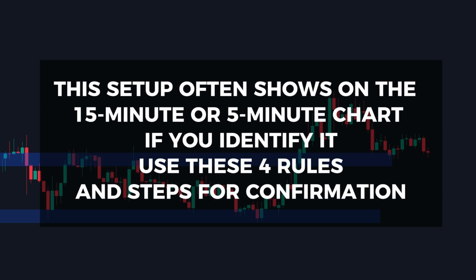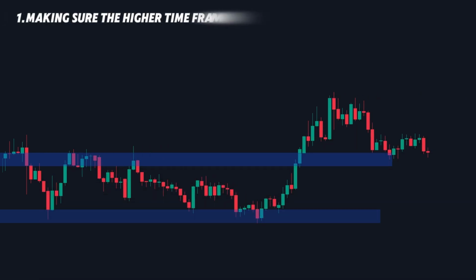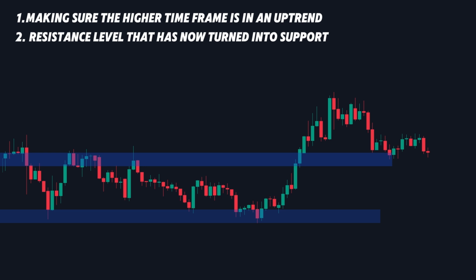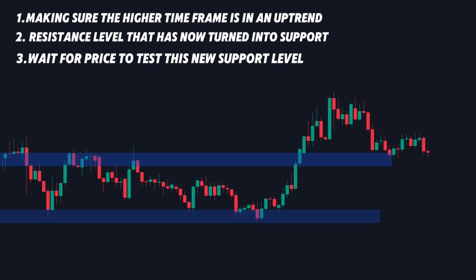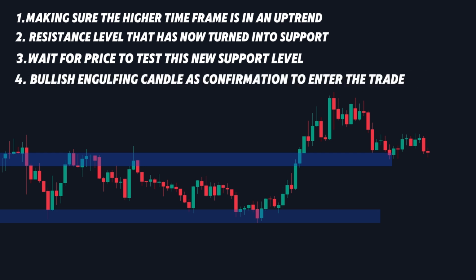If you identify it, use these 4 rules and steps for confirmation. Confirm the bullish bias by making sure the higher time frame is in an uptrend, the 4 and 1 hour time frame. Identify the previous resistance level that has now turned into support. After the breakout, wait for price to test this new support level. Look for a bullish engulfing candle as confirmation to enter the trade. This creates a clean, long opportunity with tight risk, placed just below the retest zone.